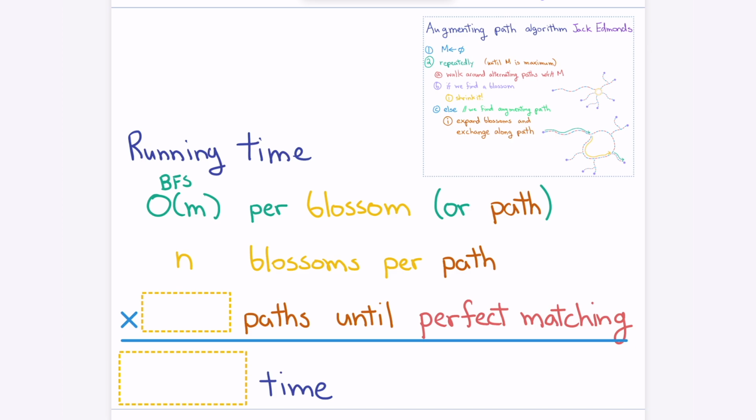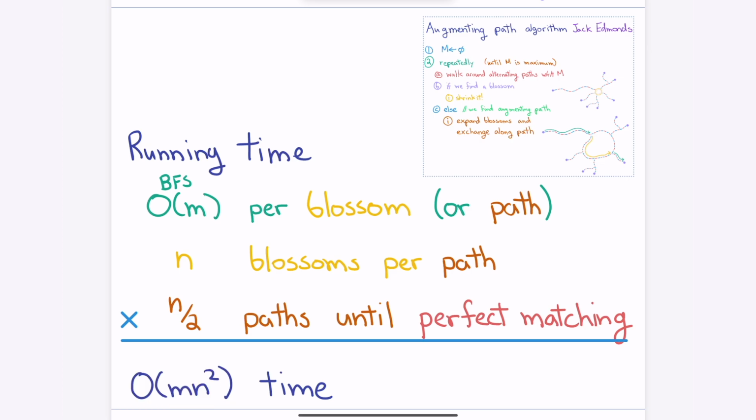Every time you're decreasing the number of vertices in the graph, since at least three are shrunk down to one. And then how many paths until you get a perfect matching? Yeah, n over two. So all in all, what's your running time? O(mn squared). So that's an O(mn squared) algorithm for matchings, which has this incredibly clever blossom contraction step.